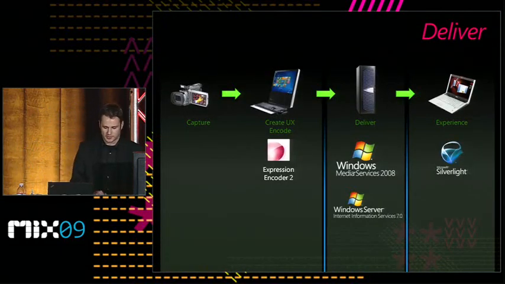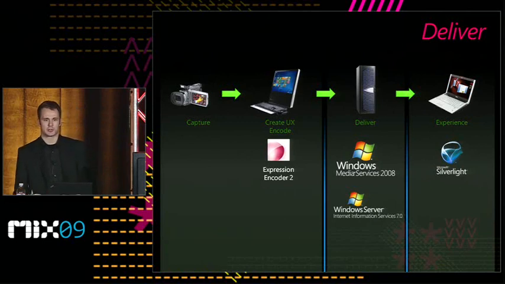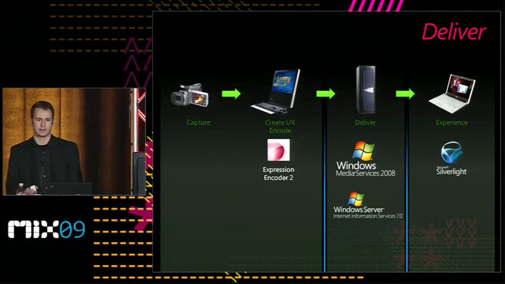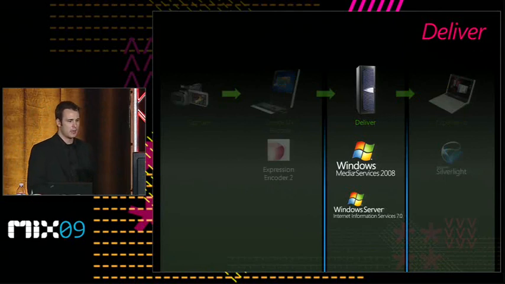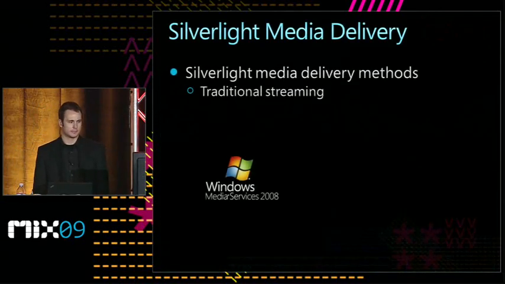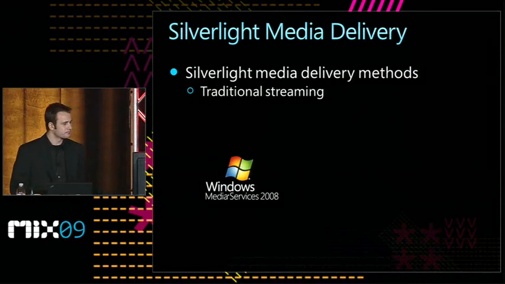So now, the second component that I mentioned earlier, I said there's three things you need to do to deliver an experience. The first one is to create an application. Second one is to create the content. We just did that. Third one was to deliver the content. So how do we deliver the content? We have multiple options today to deliver content to a Silverlight player.